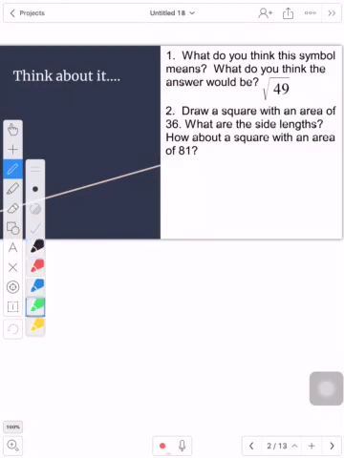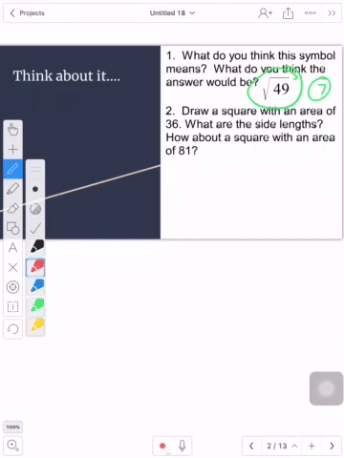Okay, so hopefully you thought about it. This symbol right here means square root, and we're going to talk about that throughout this entire lesson. The answer to this question is 7, because as some of you might know, the square root symbol actually means what times itself would be 49 in this case.